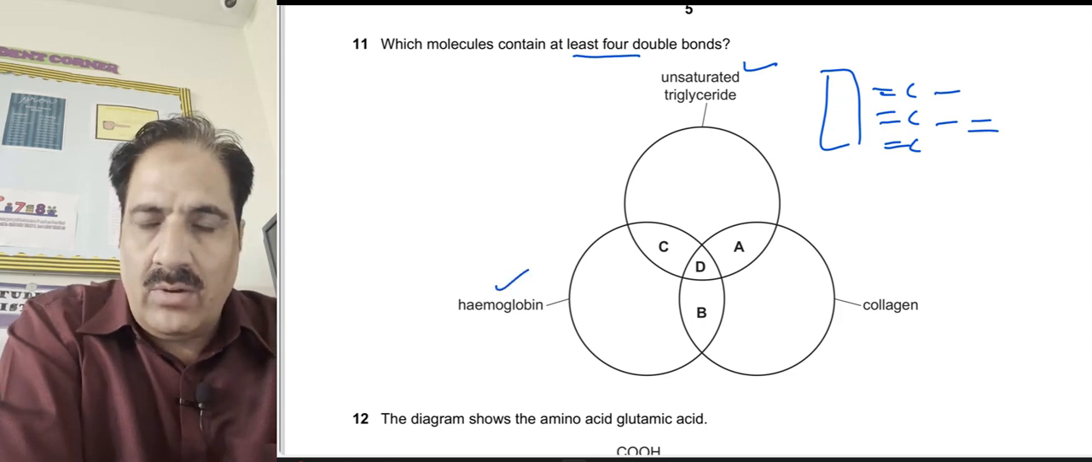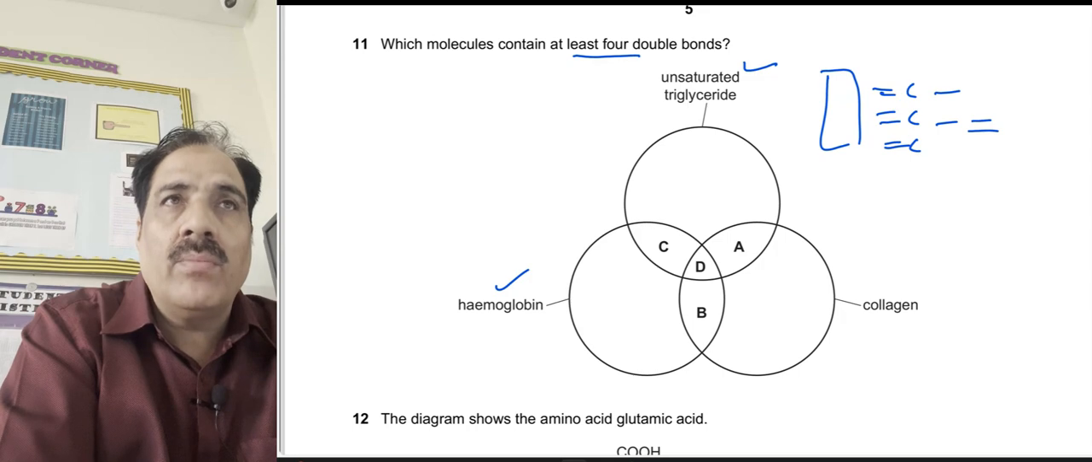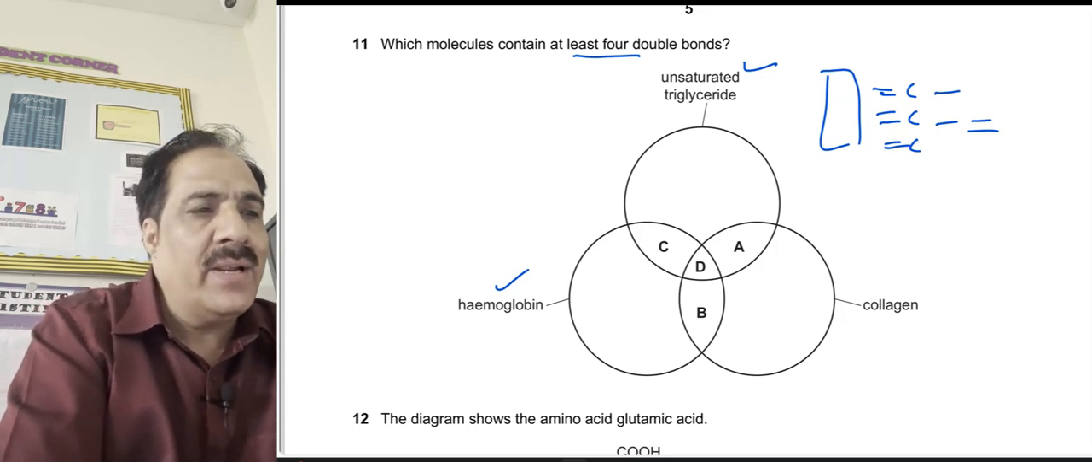Hemoglobin is a globular protein with a quaternary structure made up of 4 polypeptide chains.